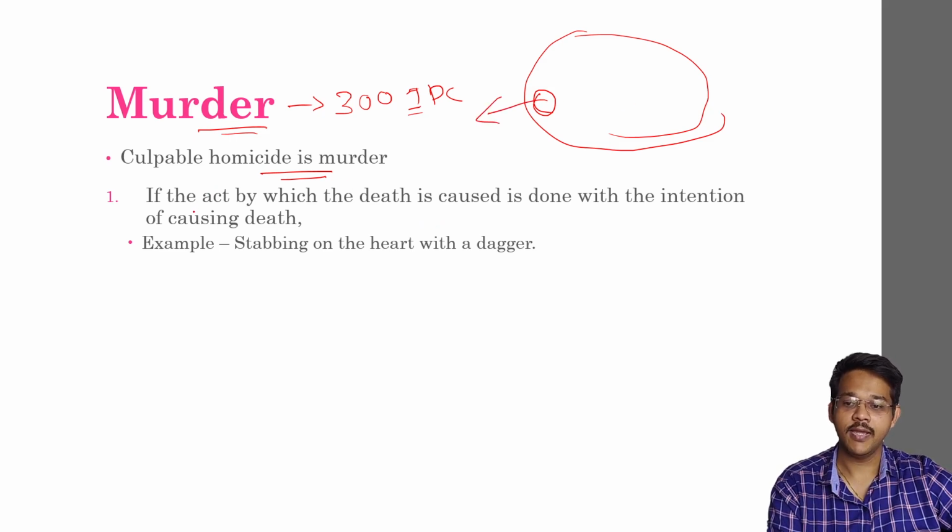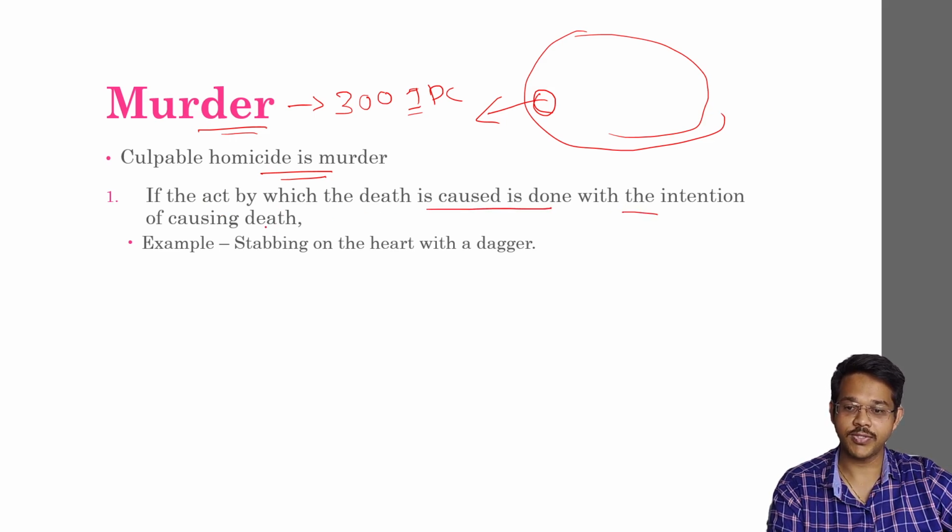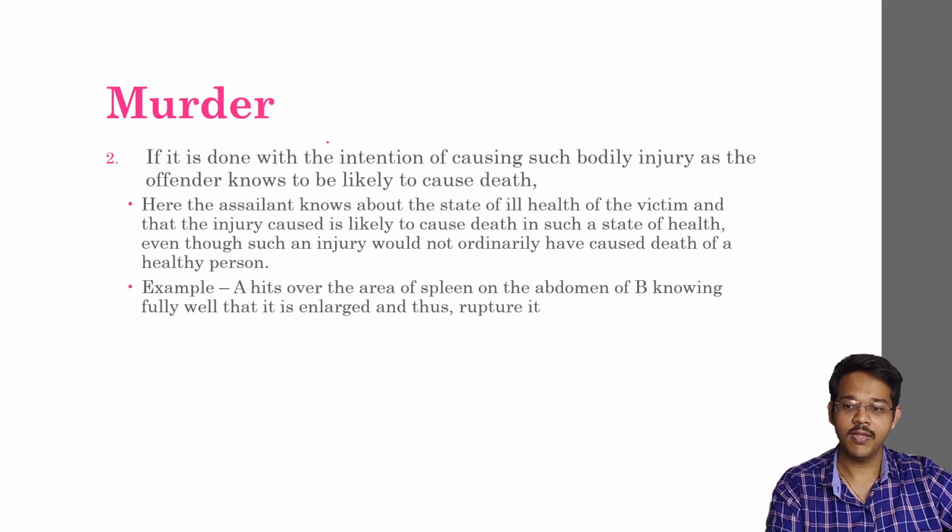So here, the same few points are similar to culpable homicide. Here, the person causes death with the intention of causing death, like stabbing a heart with a dagger. So he has an intention. He also has the intention of causing such bodily injury as the offender knows is likely to cause death. So here he has the intention. He knows that the injury is likely to cause death.